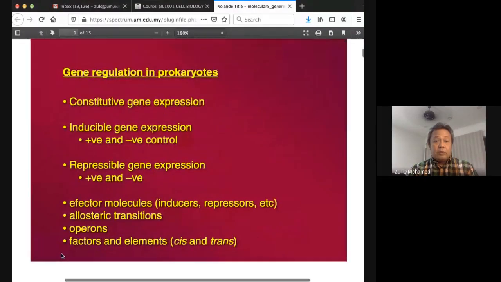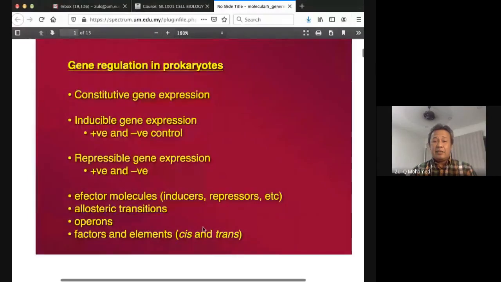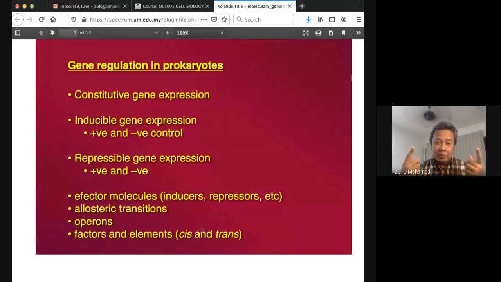And then operon talks about the structure of how genes on the DNA are organized, and what factors and elements are involved. If you look at transcription, you have the binding of polymerase and sigma factor to the promoter sequence and an operator. So promoter and operator are what you call elements.